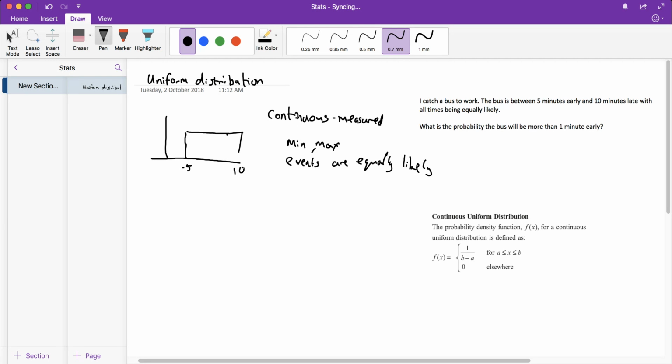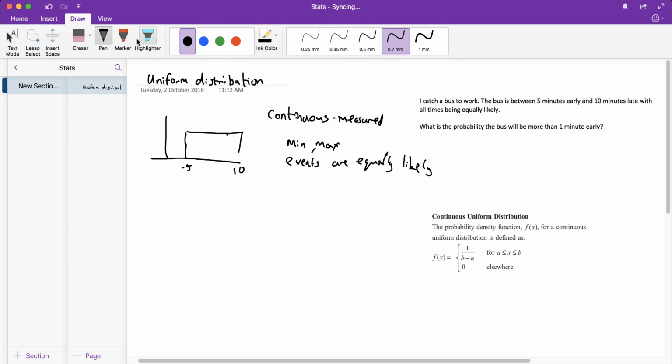You could have just made that whole width 15 minutes, because up to 5 minutes it's early, and after 5 minutes it's late. It's really up to you how you work that out. But that's what I've done for my picture. I know it's a little bit naughty that I've got my y-axis not going through 0, but I don't care because it's a sketch. And let's be honest, we're all big enough to cope with that.